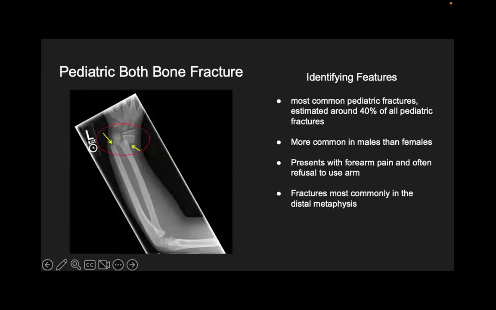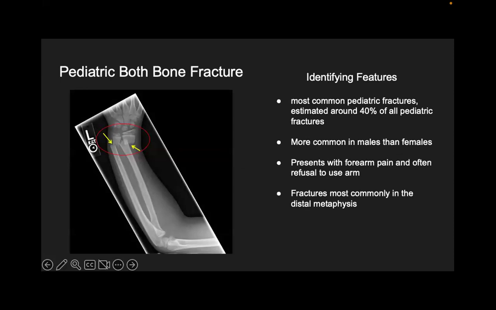So one of the most common fractures, if you've been shadowing or seen any of the consults with the residents, or if you've attended fracture conference, is a pediatric both bone fracture. Okay. So it accounts for 40% of all pediatric fractures, not even just in the upper extremity, but all fractures in peds. It tends to be more common in males than females.